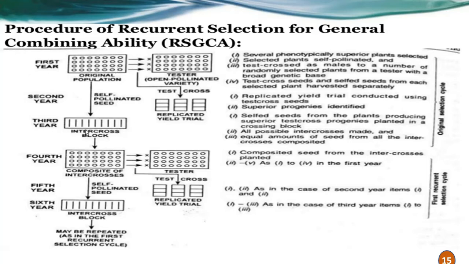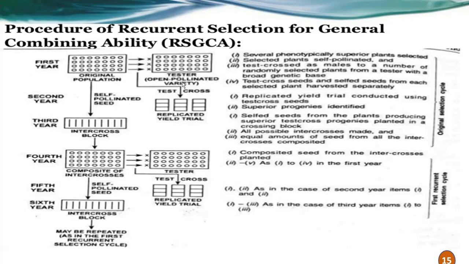So some of the seeds are planted in the crossing block and some of the seeds are test crossed. On the basis of the seed from the plants producing the superior test cross progenies planted in the crossing block, all possible intercrosses are made between them, and equal amounts of seed from all intercrosses are composited. It is the same as simple recurrent selection, but here some of the superior plants in the original population are self-pollinated and some are test crossed with this tester, an open pollinated variety having a broad genetic base.